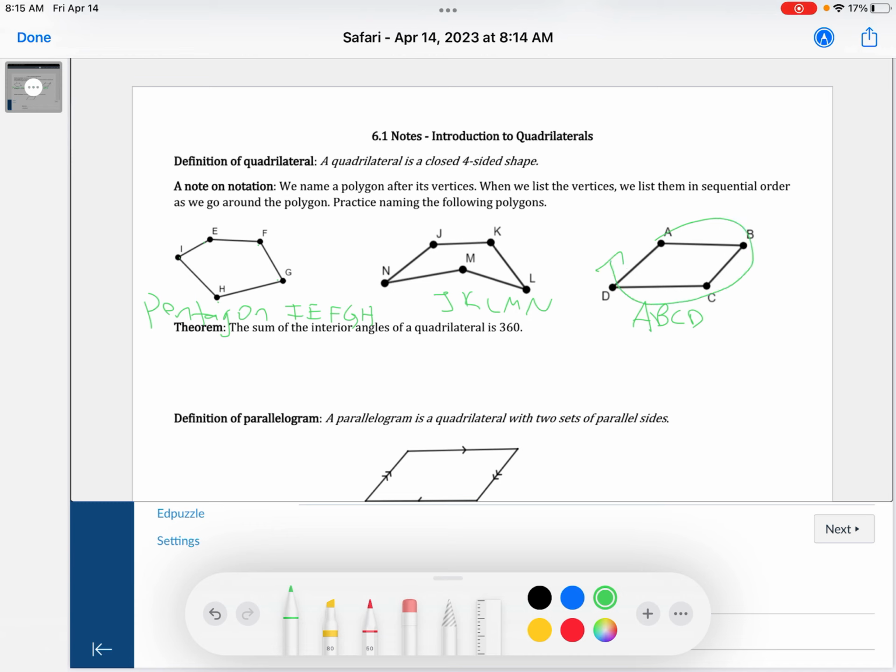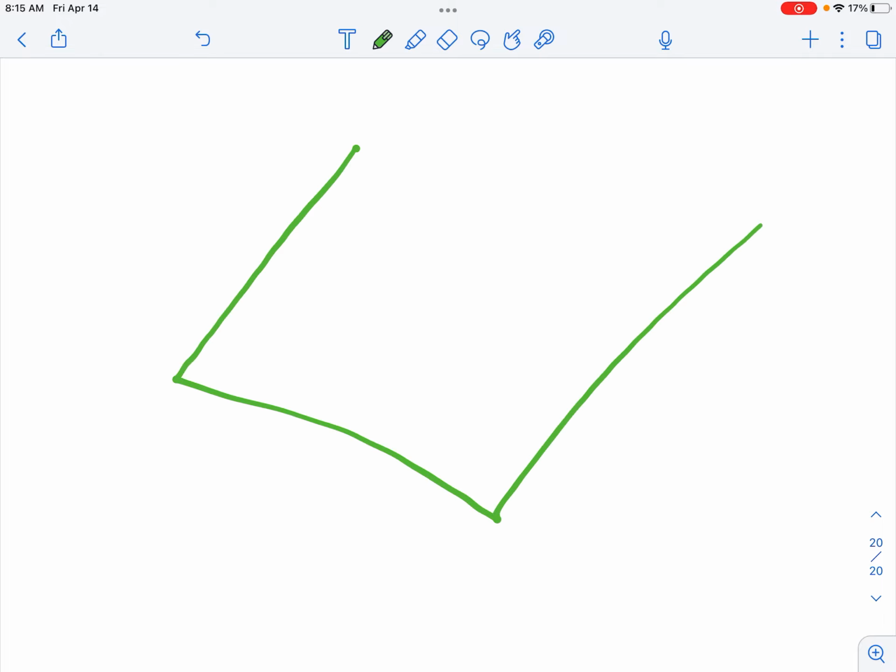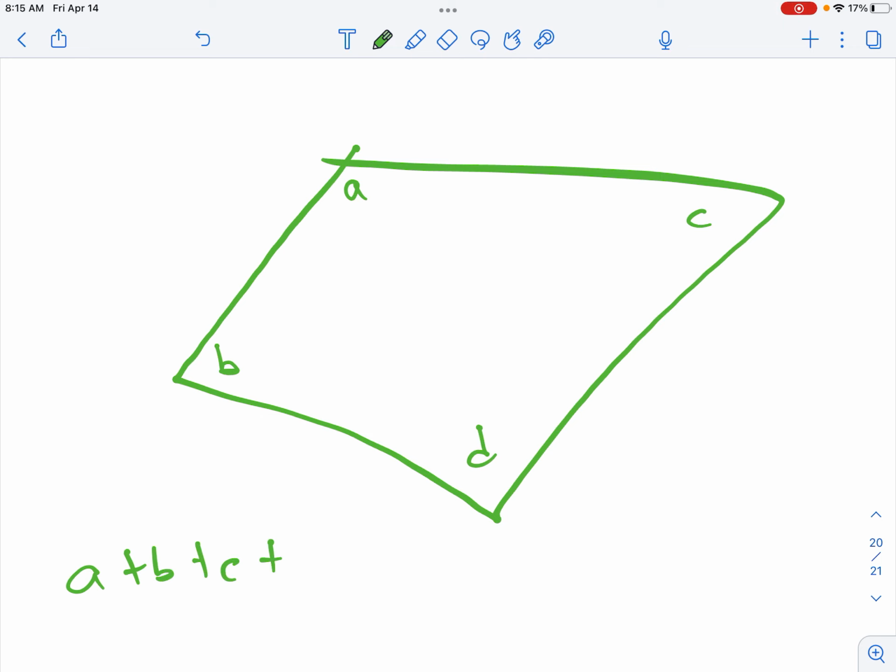Okay, the first theorem we have for this unit is that the sum of the interior angles of a quadrilateral is 360. Well, what does that mean? Let me go to something over here to draw this out. Let's say we have some four-sided shape like that. We have this angle A, this angle B, this angle C, this angle D. And what it means is A plus B plus C plus D equals 360.